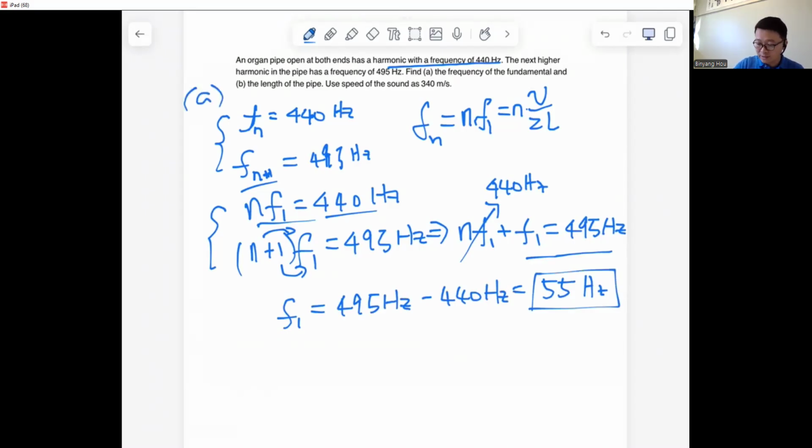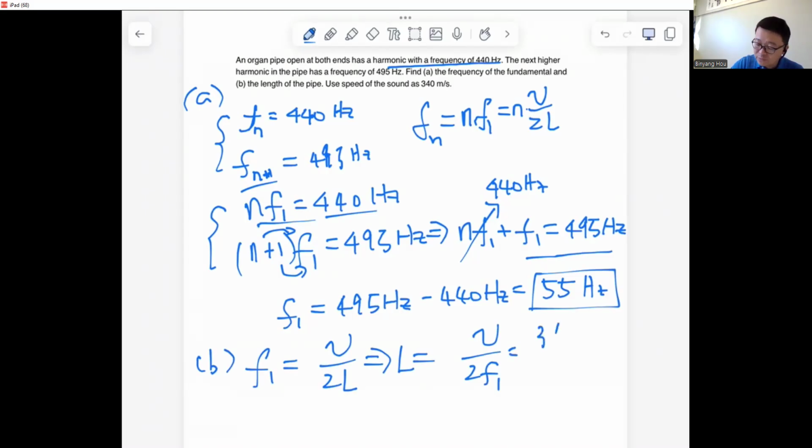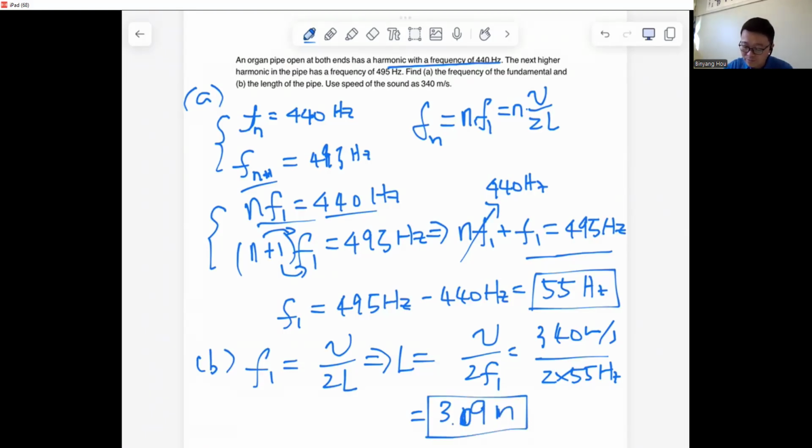Part B is asking what's the length. So if we have f1 equal to that, and f1 should also be equal to just v over 2L, with n being 1, then L can be calculated. So L should be equal to v divided by 2 times f1. v is 340 meters per second over 2 times 55 hertz. So that gives us 3.1, or 3.09 rather, meters. So that's the length of the organ pipe.